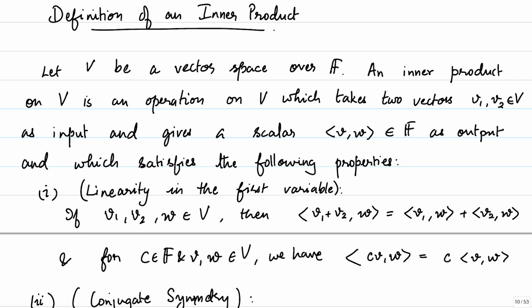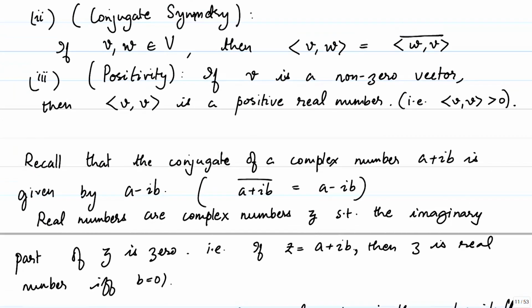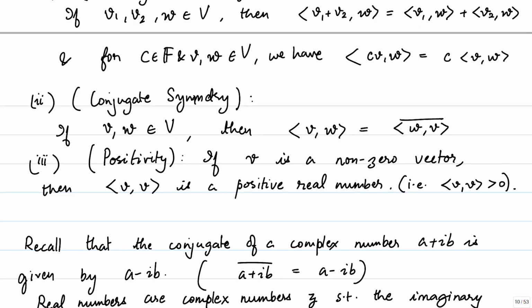This inner product satisfies the following three conditions. The first one is linearity. So V1 plus V2 inner product with W is the inner product of V1 with W added to the inner product of V2 with W. Notice that in the right hand side, which I have just underlined in green here, the addition is of scalars in F.